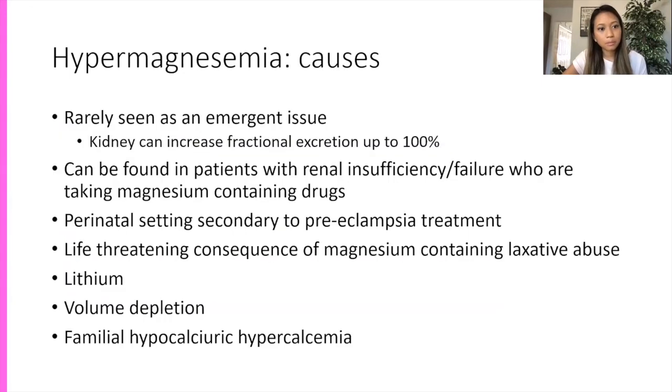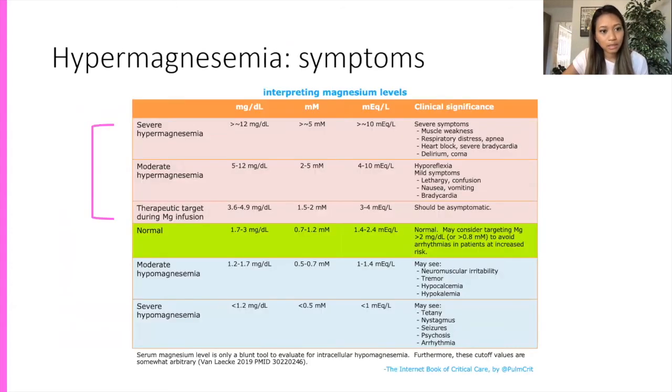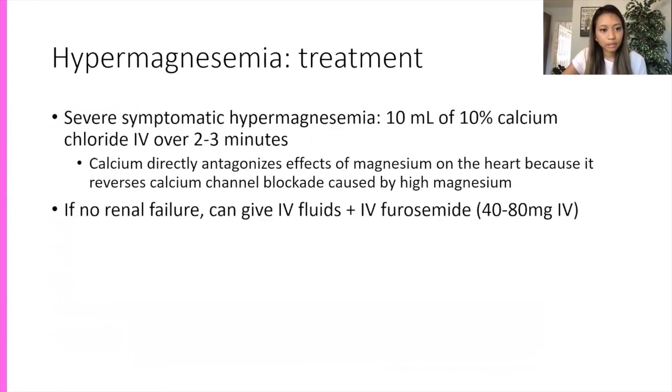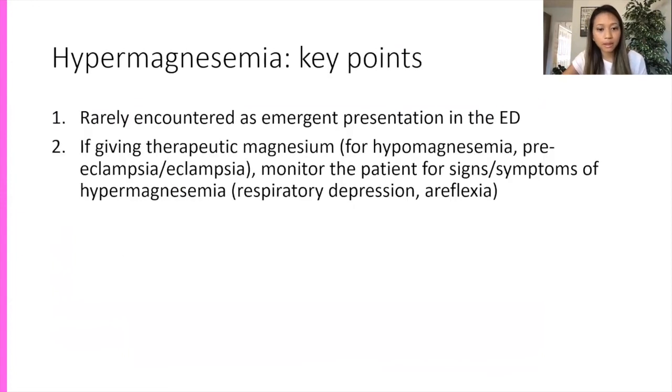Next, hypermagnesemia. This really isn't an emergent issue, so we can rush through this a little more. Some weakness, you can get muscle weakness, lethargy, confusion, nausea. Again, same workup. If it's really bad and it's symptomatic, do 10 mLs of calcium chloride over 2 to 3 minutes. You can also give them IV furosemide.